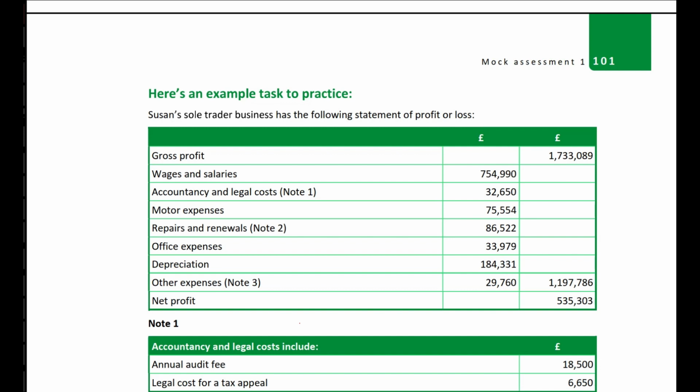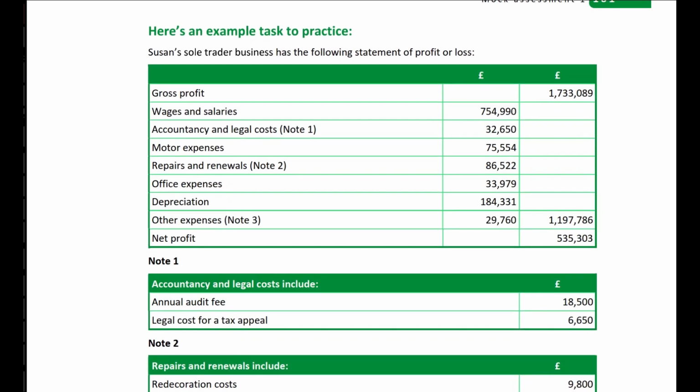So I go to the next line, accountancy and legal costs. And when I get to that line, I see it's referenced to note 1. So let's have a look at note 1 then. Note 1 includes an annual audit fee. Well, there is absolutely no problem at all with Susan having her accounts looked at professionally at the end of the year. So I don't have an issue with Susan's accounting or audit fee, in this case £18,500. So I'm not going to disallow that one.